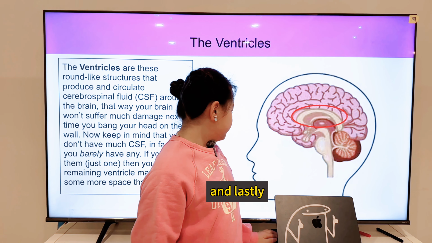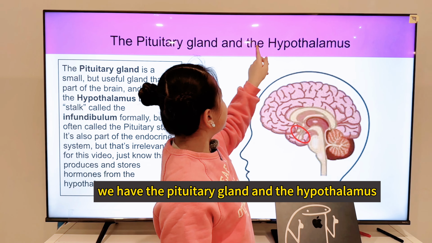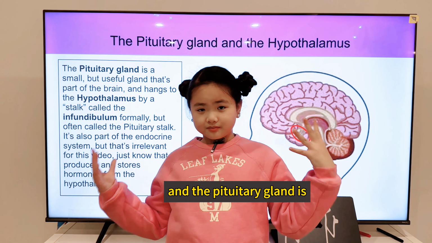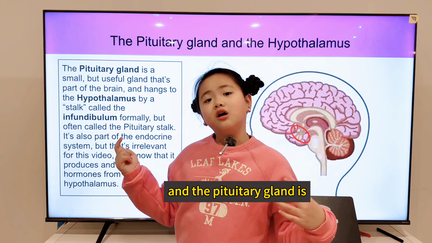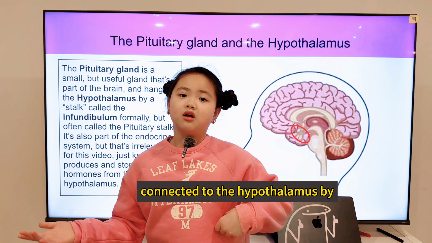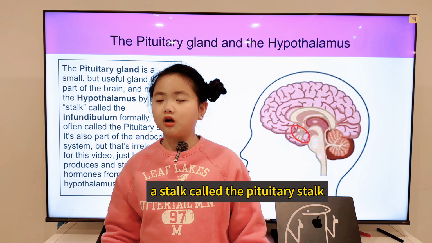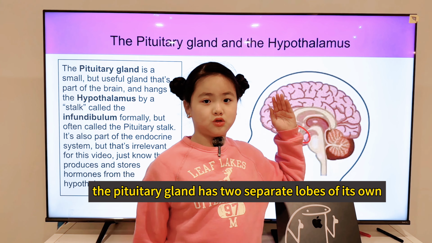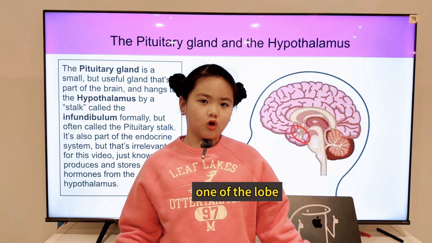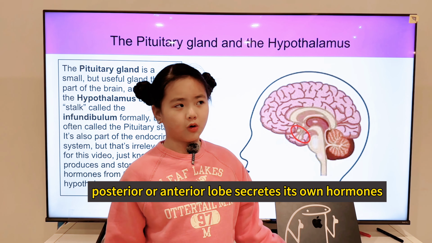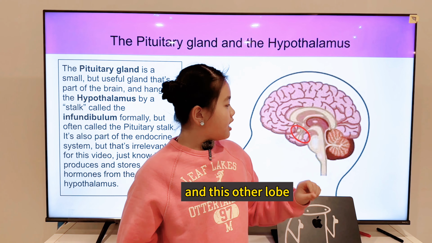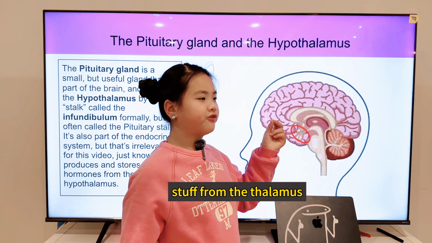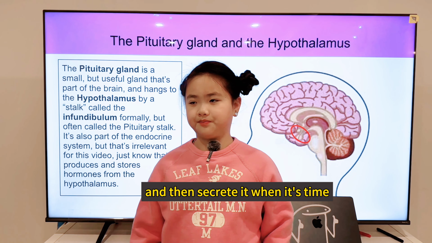And lastly, we have the pituitary gland and the hypothalamus. The pituitary gland and the hypothalamus are somewhere here, and the pituitary gland is connected to the hypothalamus by a stalk called the pituitary stalk, also formerly known as the infundibulum. So the pituitary gland has 2 separate lobes of its own. One of the lobes, posterior or anterior lobe, secretes its own hormones, and this other lobe will only store stuff from the thalamus and then secrete it when it's time.